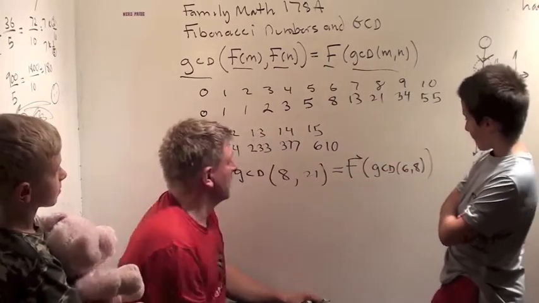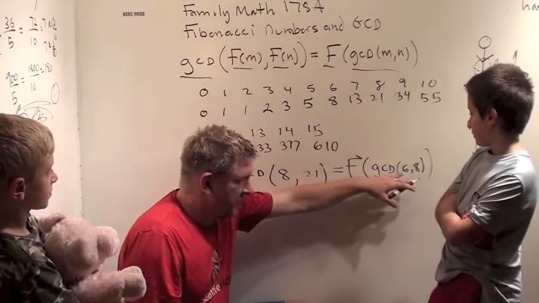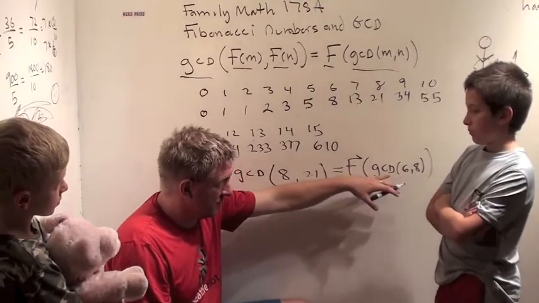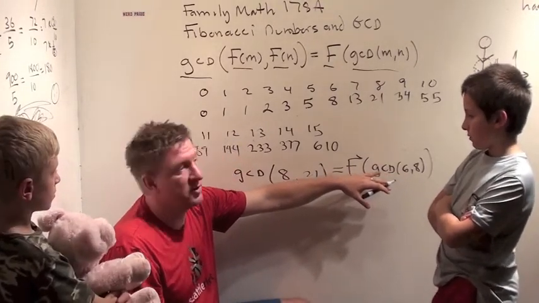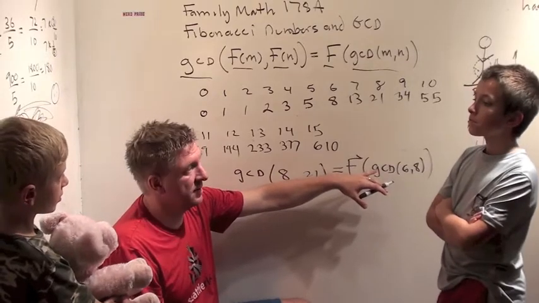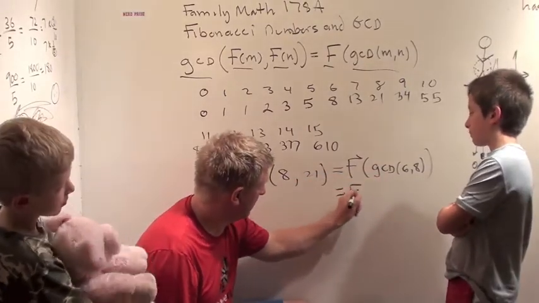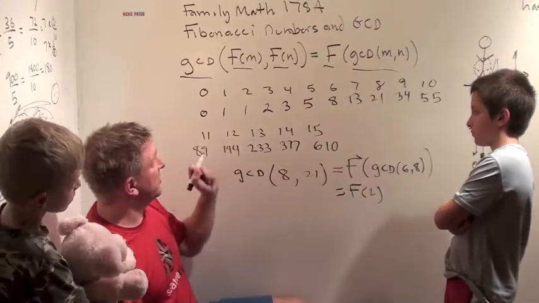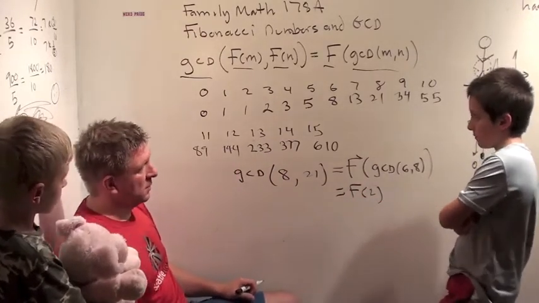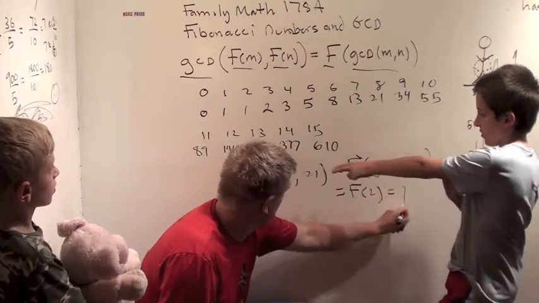Now, the greatest common divisor of 6 and 8 is not that difficult to work out. What is the largest integer that goes into both 6 and 8? 2. Okay, so this should be Fibonacci number 2. And that happens to be what? 1. And that looks like it's going to work.